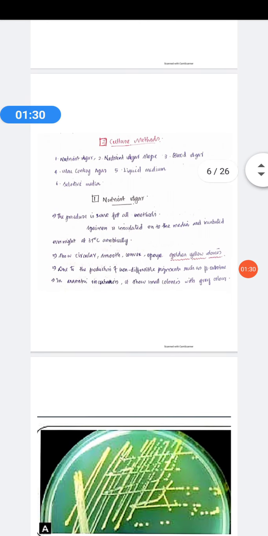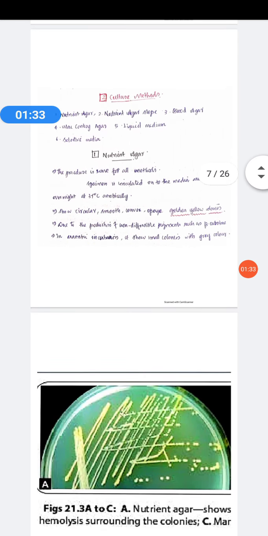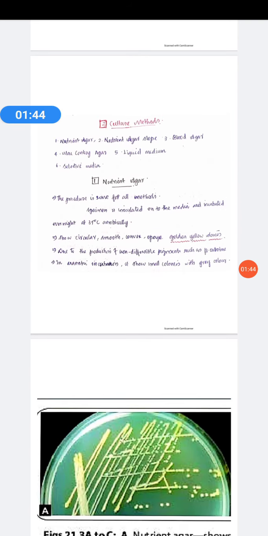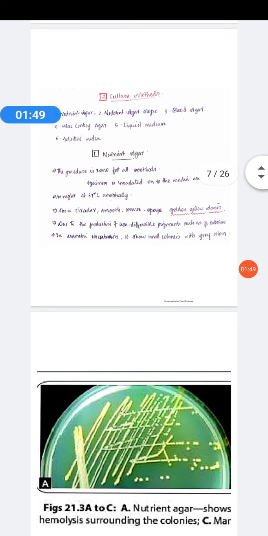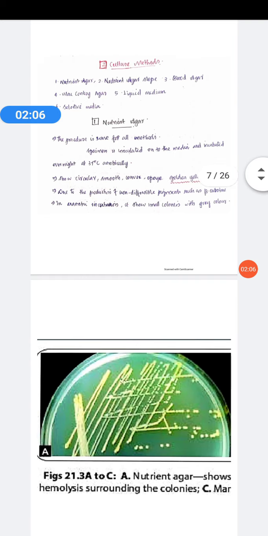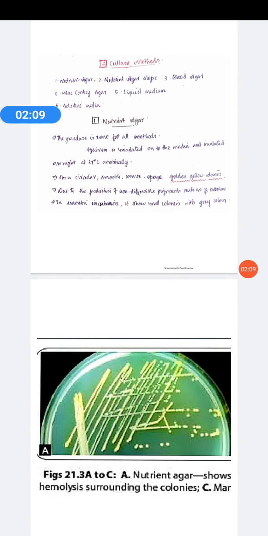Then come to the second method, that is culture methods. The culture methods include nutrient agar slope, blood agar, MacConkey agar, liquid medium and selective medium. There is a procedure for the culture methods, which is common for all the culture methods for Staph aureus. The specimen is inoculated on the media and incubated overnight at 37 degrees Celsius aerobically. So these culture methods are done in aerobic condition.